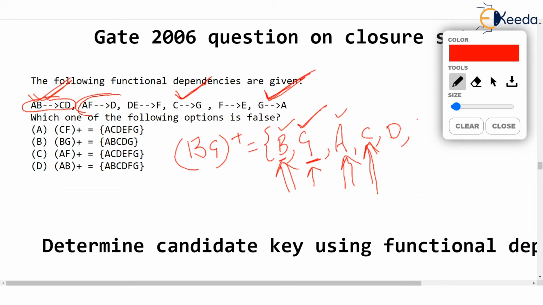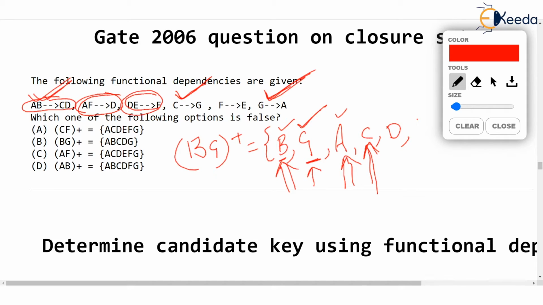And can we use it? No, we can't, because F is not there currently in the closure set. A is there, but F is not there. So we can't use this. Then can we use this, which I am now encircling? DE derives F. No, D is there in the closure set, but E is not there. So we can't use this.